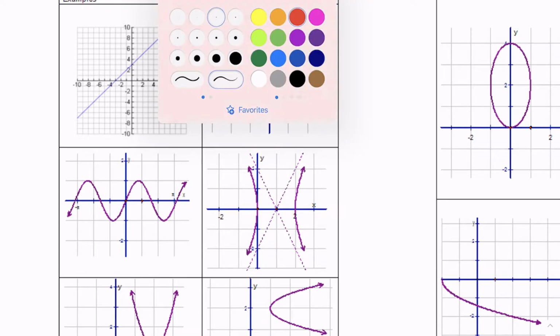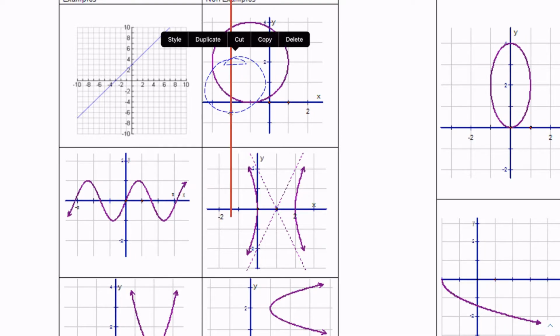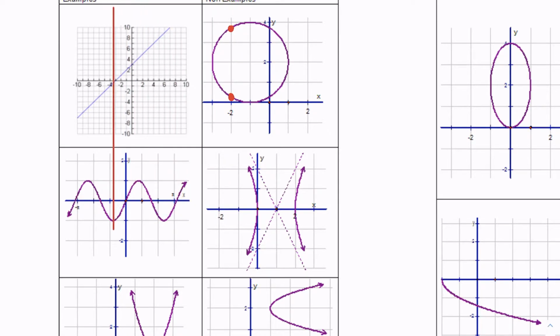Well, if I were to take, let's say, a red line here. Okay, so a vertical line. If I were to take this line and drag it onto, let's say, the circle here, you'll notice that it intersects the circle at 2 points. So for example, at the value of -2, I'm intersecting the circle over here and over here. Whereas if I were to take that same vertical line and bring it over to my example of a function, there's no point along that straight line where I'm going over the line twice.